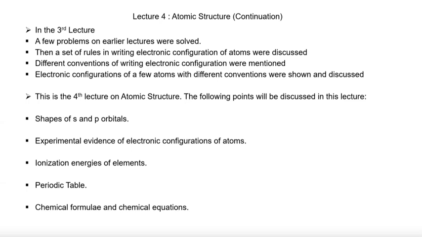In this lecture, I talk about shapes of s and p orbitals, experimental evidence of electronic configurations of atoms, ionization energy of elements, periodic table, chemical formulae, and chemical equations. But I do not think that I will continue the periodic table, maybe a little bit, but then chemical formulae and chemical equations in the next lecture.